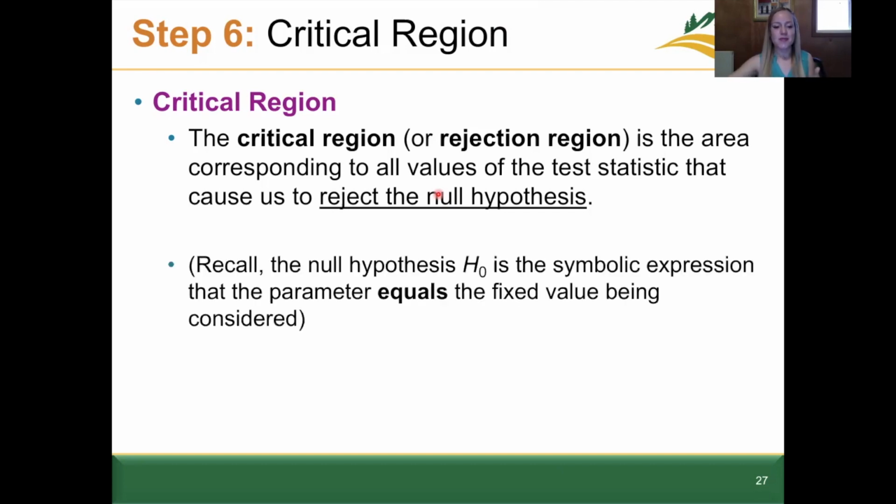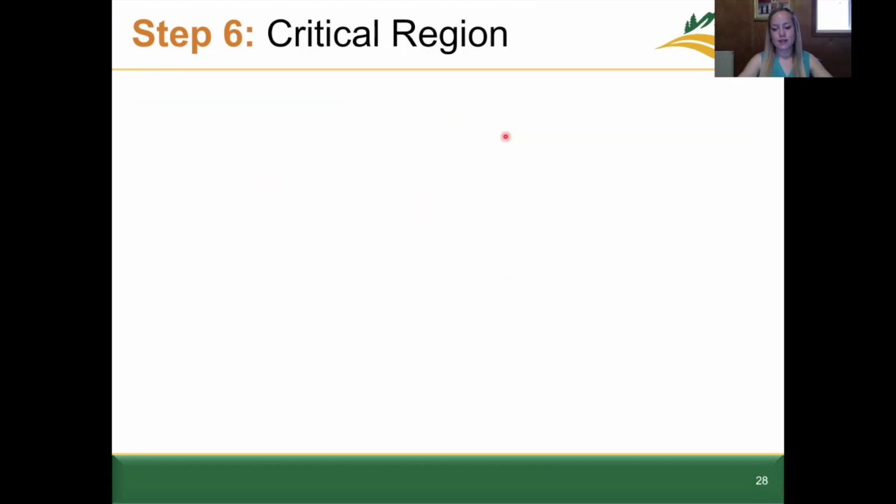Okay, I also put this reminder here. Recall that the null hypothesis, or H0, is the symbolic expression that the parameter equals the fixed value being considered. Okay, so keep this definition in mind because it directly relates to how we determine our critical region or rejection region. Now, I mentioned you'd see this again in chapter 8 as we were talking about different definitions of an alpha value, a significance value.